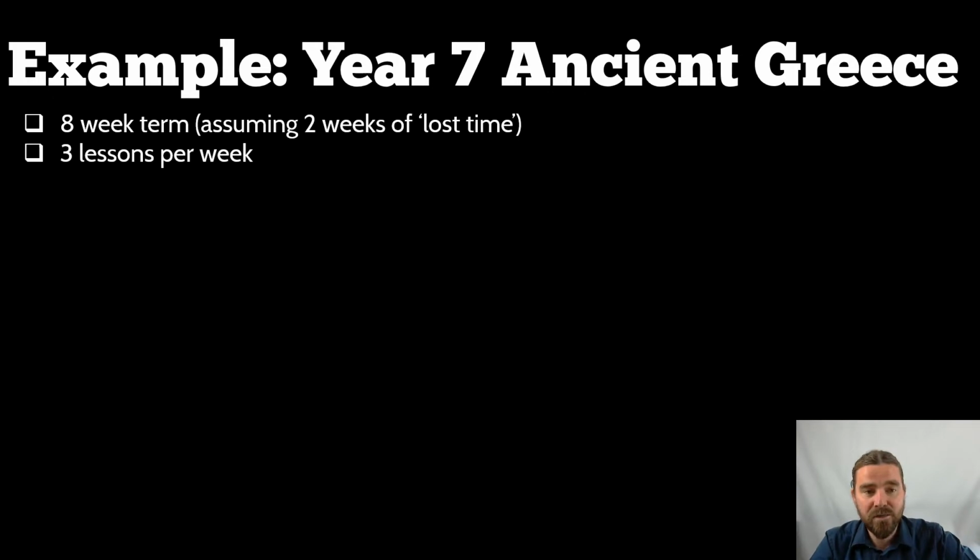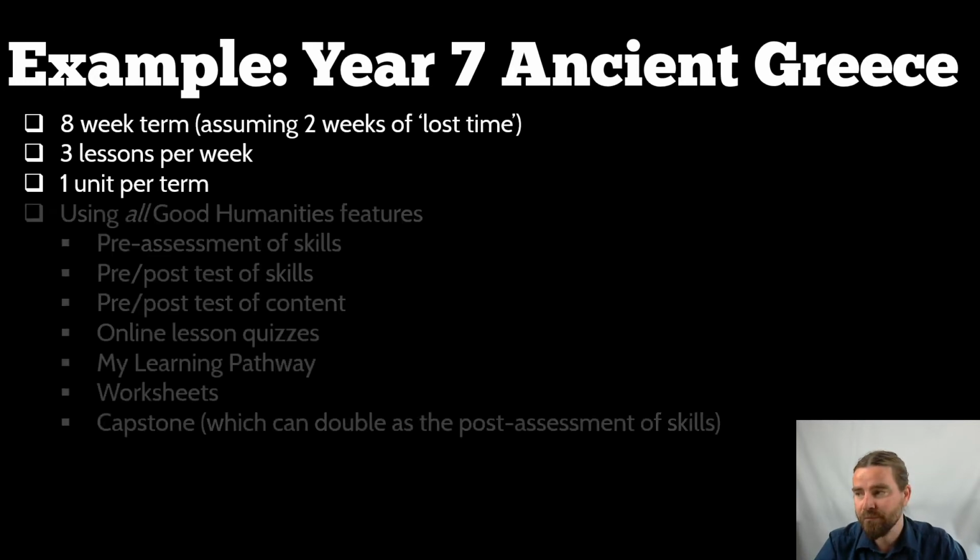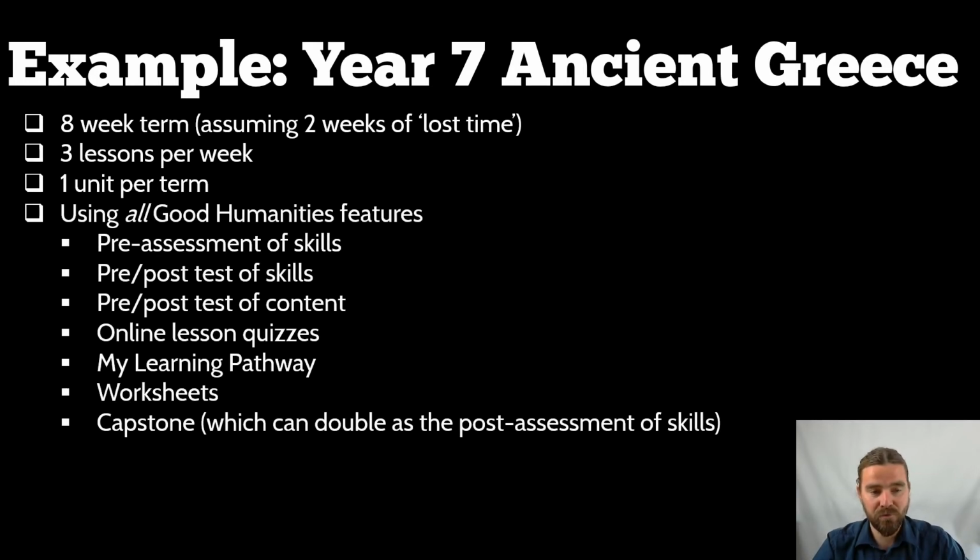Assuming that you have 3 lessons a week on history. Assuming that you only look at 1 unit per term. We used to do more than that, but we've found the students get way more depth and building of skills if they do 1 unit for the whole term. And using all of the features, and that's them all there, and I'll go over them in a bit more detail. So I'm going to show you a map of what it would look like, and then I'm going to go into more detail about every feature.